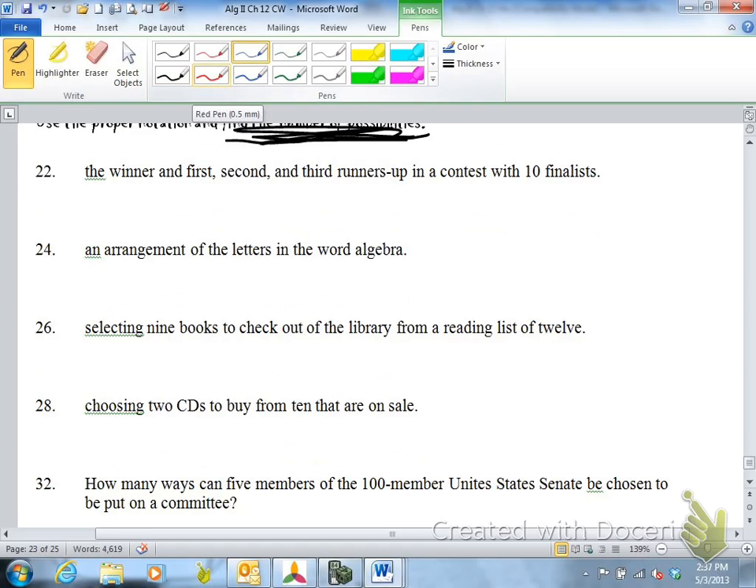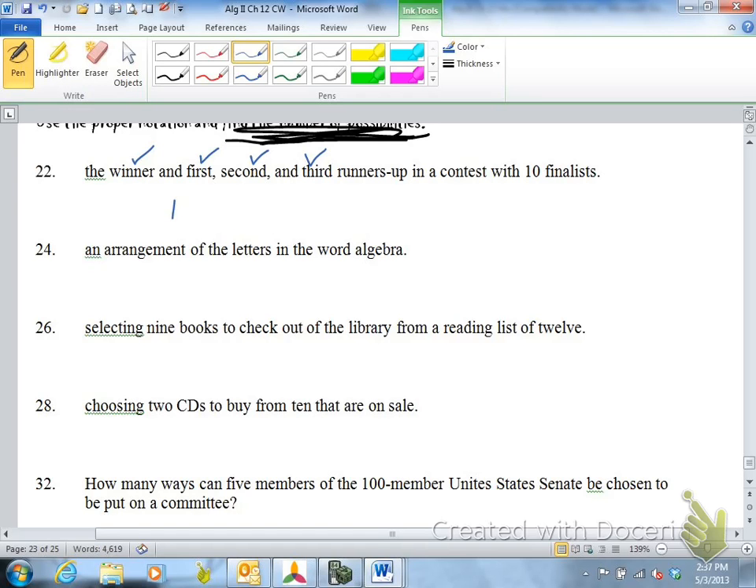So number 22, be careful. You have a winner: first place, second place, third place. Or first runner-up, second runner-up, third runner-up. I know it's kind of strange. You usually just have 3, like gold, silver, bronze. But this has gold, silver, bronze, iron awards or something.